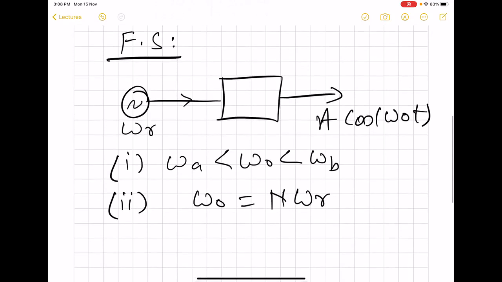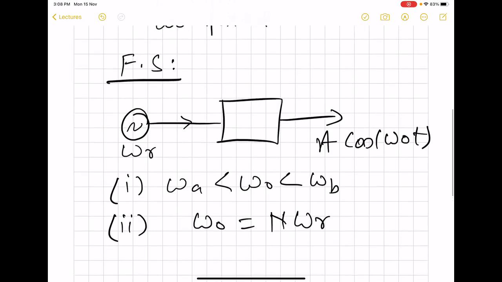There's one more advantage: if we have n equal to 1, then also the output of this frequency synthesizer is going to be a more pure periodic signal. We will talk about this purity of periodic signal later on, which is characterized by a parameter called phase noise or jitter. So these are the advantages of frequency synthesizers. That is why we go for it.